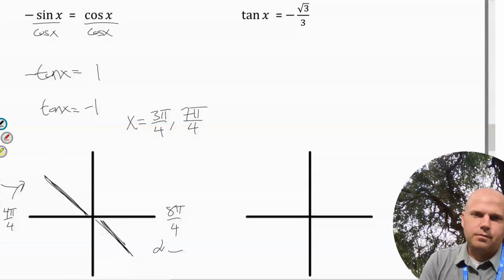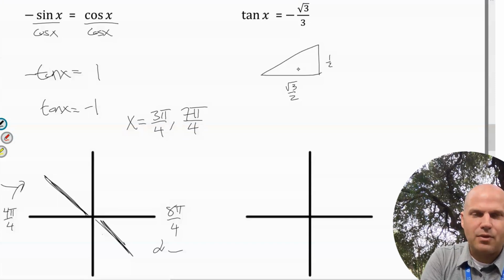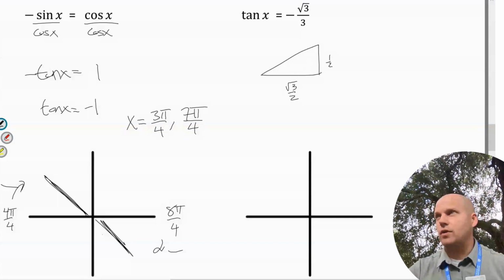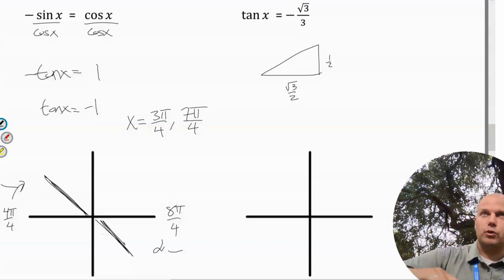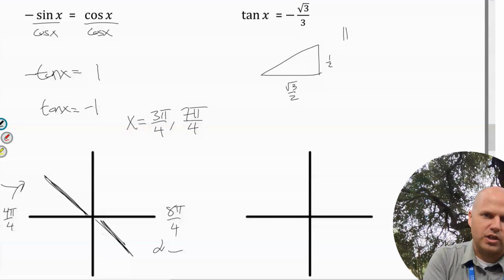I feel like we did this already. This is going to be the short 30, 60, 90 triangle. This is 1/2. This is root 3 over 2. If I do the math, 1/2 divided by root 3 over 2, I'd end up with 1 over root 3, which is root 3 over 3. So the pi over 6s are the winners.